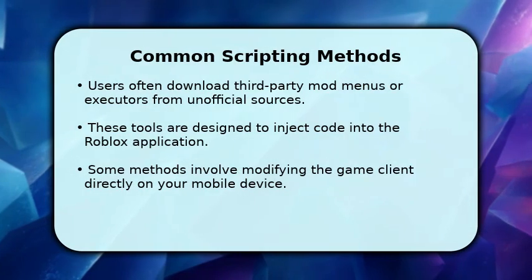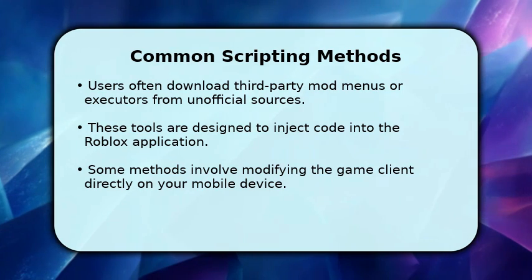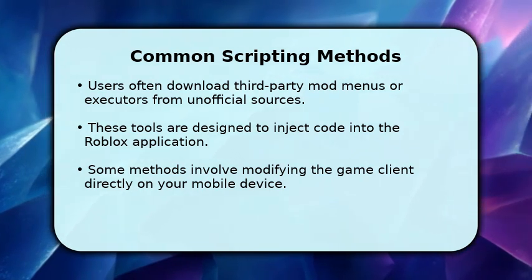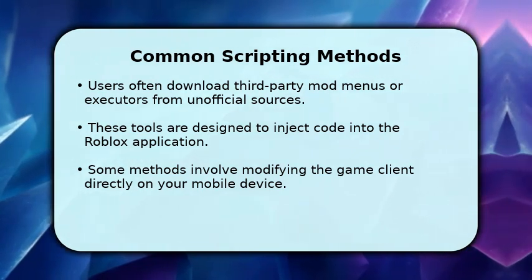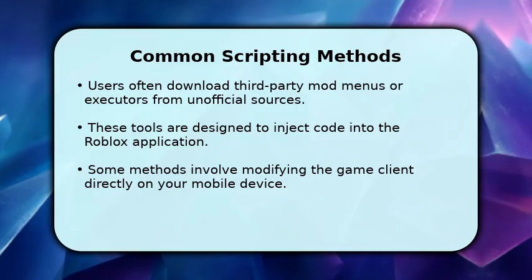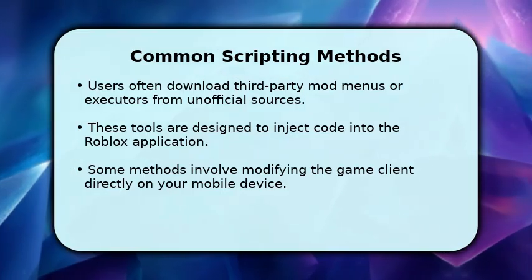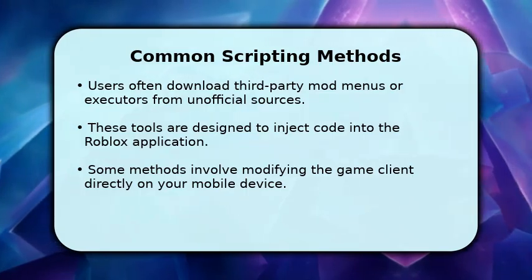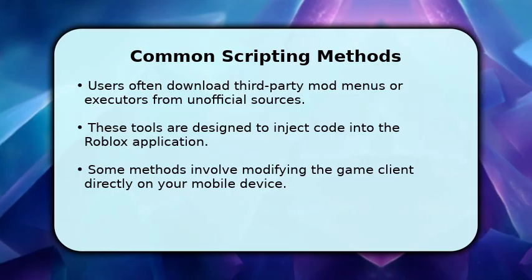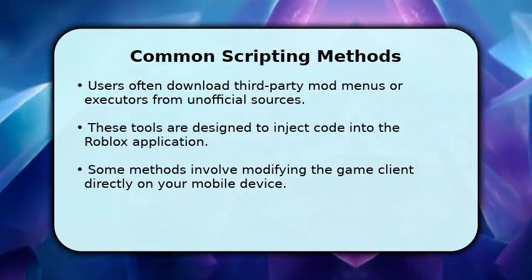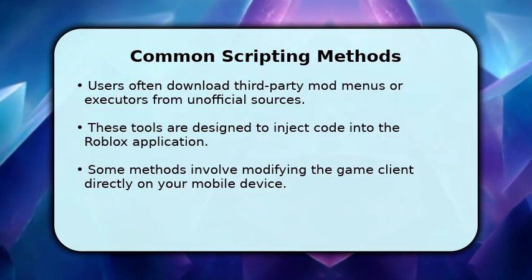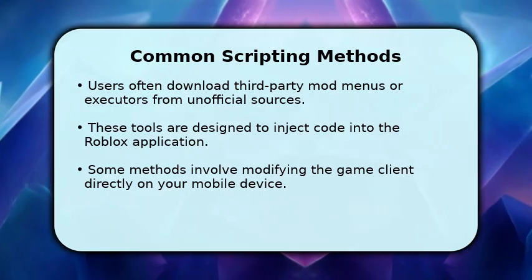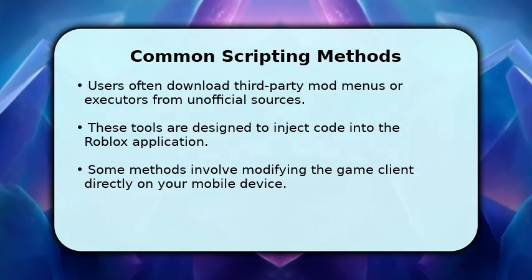Many users seeking scripts on Roblox mobile Brookhaven typically look for third-party applications, often called mod menus or executors. These tools are designed to inject custom code into the game, allowing for various modifications. The process usually involves downloading an application from an external website, which then attempts to interact with the Roblox app on your phone or tablet. It's a common approach for those trying to alter gameplay.